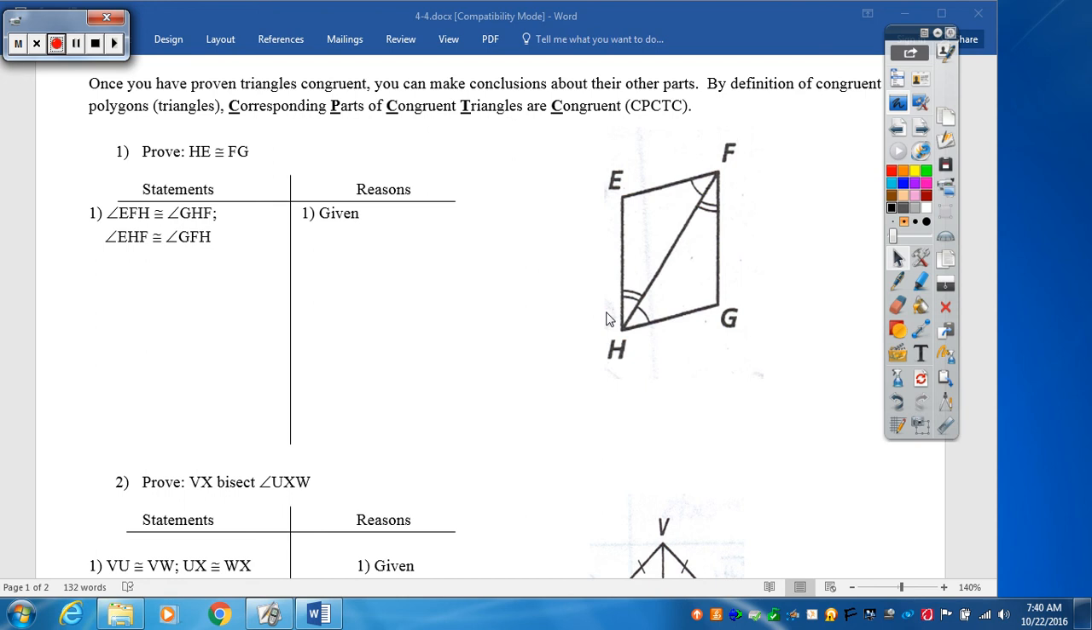And so what I want to do is step back a couple of days to where we began chapter 4, and I want you to think about what we talked about when we talked about congruent polygons. We said that congruent polygons have congruent corresponding parts, right? Their corresponding sides are congruent, their corresponding angles are congruent. Okay, so let's think through this for a second.